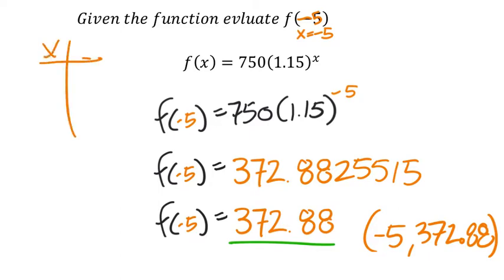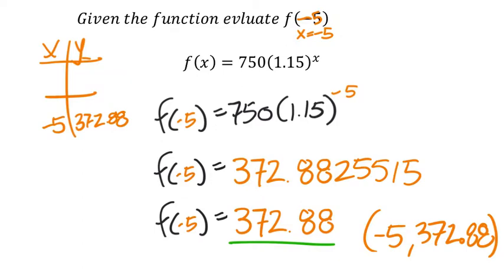So like I was saying, you could make a table out of that as well. You could say, well, x and y. And then you could say, well, negative 5, 372.88. That could be an ordered pair that you put onto the graph. Do we really want these decimal values? No, but we kind of expect them because the base here was a decimal value.